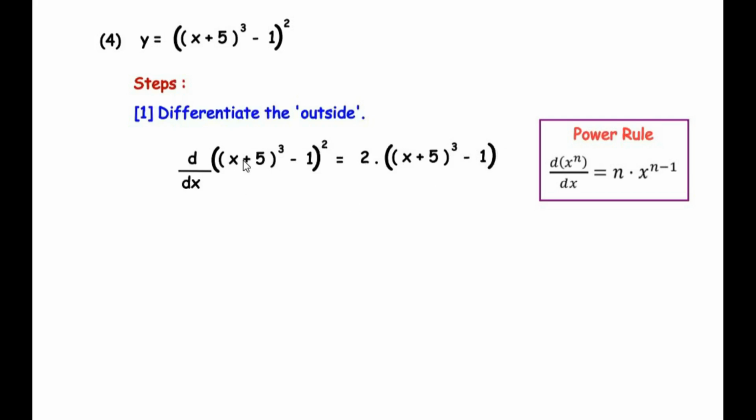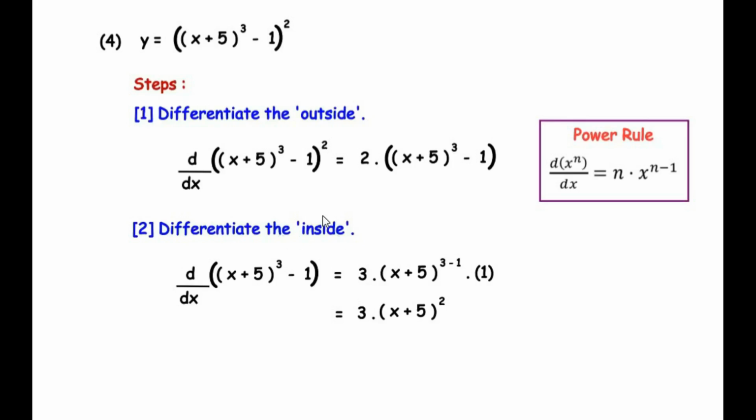Let us proceed to step number 2. Now differentiating the inside term, that is we are going to differentiate inside the bracket. So here we are going to consider this first, and again applying the power rule we can consider x plus 5 as x. So it looks like x to the power of 3. So applying the power rule, the power 3 jumps down. So we have written here 3 times x plus 5. Now the power reduces by 1, that is 3 minus 1, times 1. Now I have written times 1 over here because we need to differentiate again the bracket term, that is x plus 5. Differentiation of x is 1 and the differentiation of 5 is 0.